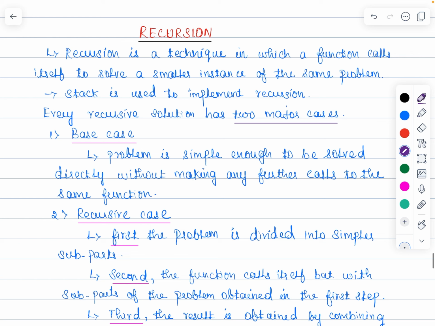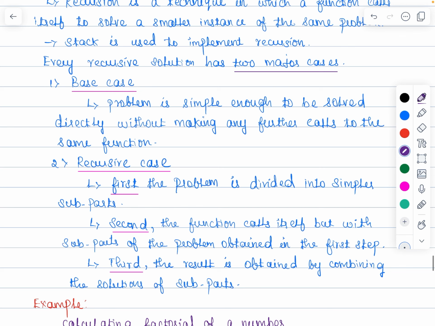And a recursive case means that first, the problem at hand is divided into simpler subparts. That is the first step. As a second step, the function calls itself repeatedly with the subpart of the problem which was obtained in the first step. Third, the result is obtained by combining the solutions of the subparts. Therefore, recursion is defining large and complex problems in terms of smaller and more easily solvable problems.